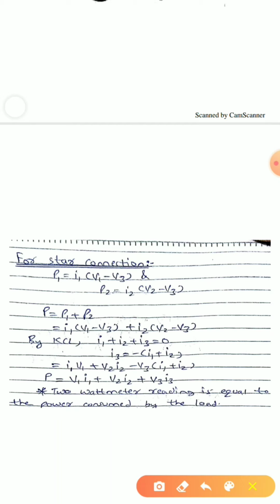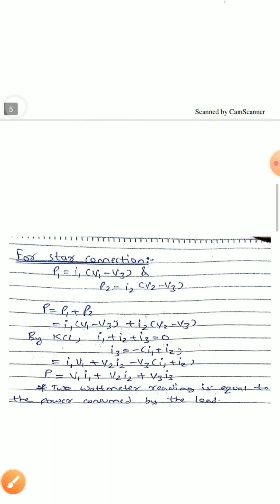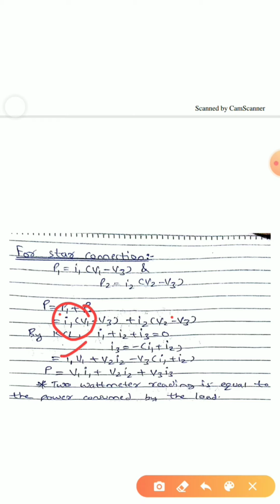Now as previously discussed, by using KCL, we know that I1 plus I2 plus I3 is equal to 0. Now I know that I3 is nothing but minus (I1 plus I2). Why minus? These two terms I'm taking to the other side, so I get I3 is equal to minus (I1 plus I2). Now from this I have I1 V1, and from this I have I2 V2.